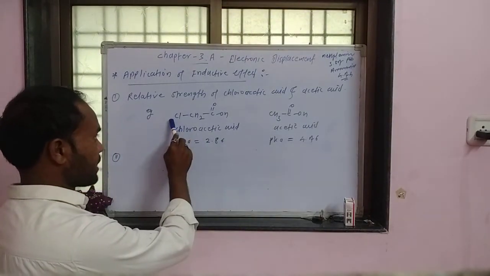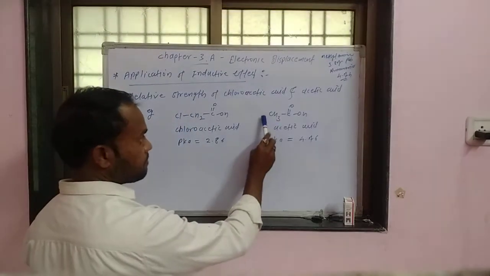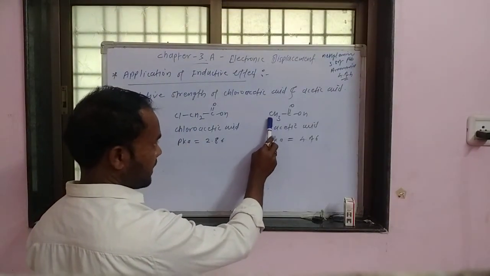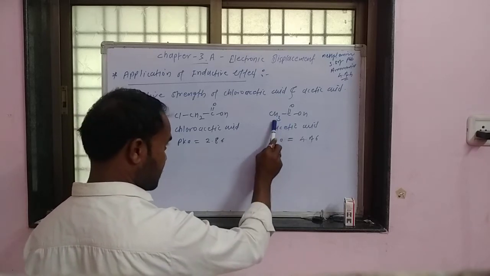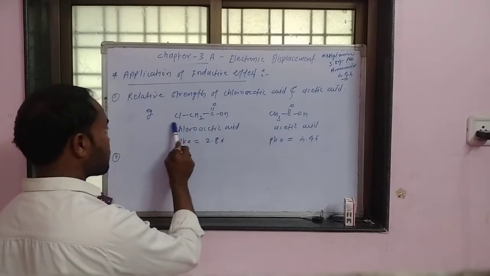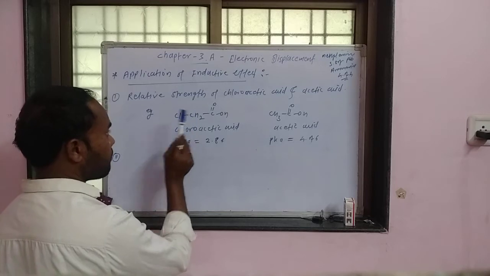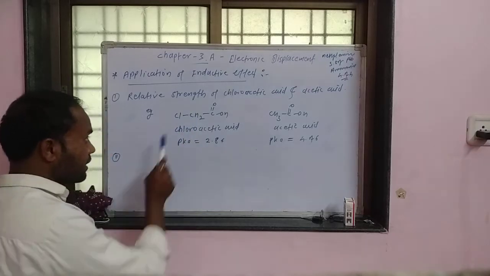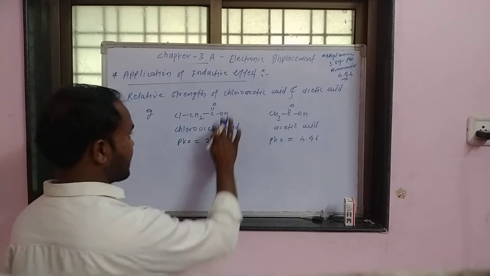Here chlorine atoms are attached to the alpha carbon of acetic acid. In acetic acid, the chlorine group is absent, only the CH3 group is present, so there is no electron withdrawing group. In chloroacetic acid, the electron withdrawing group, a chlorine atom, is present at the alpha position. The chlorine atom attracts electrons.